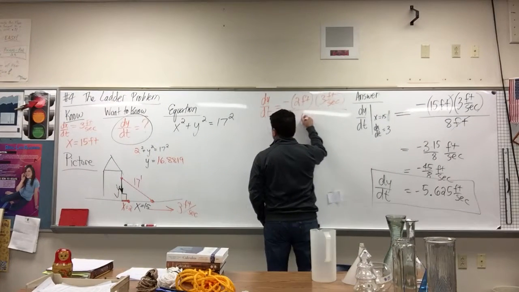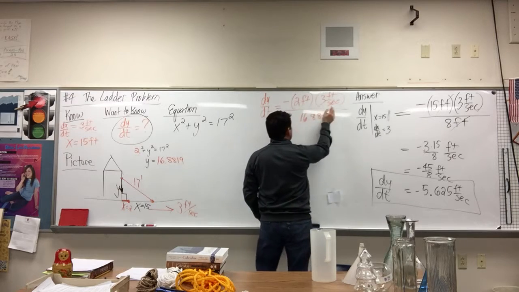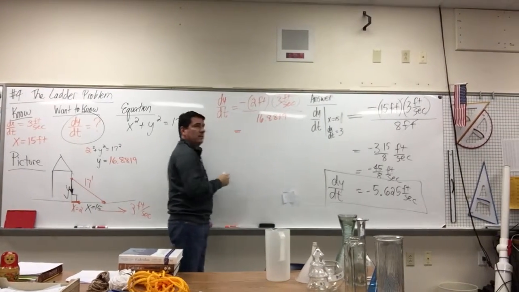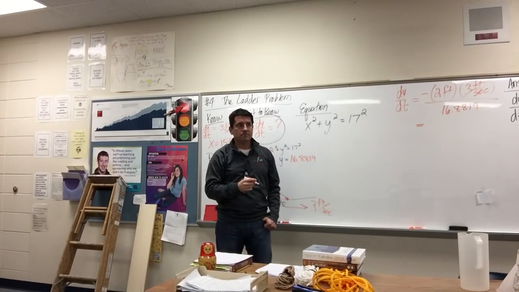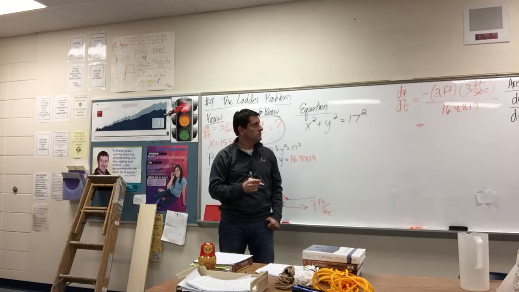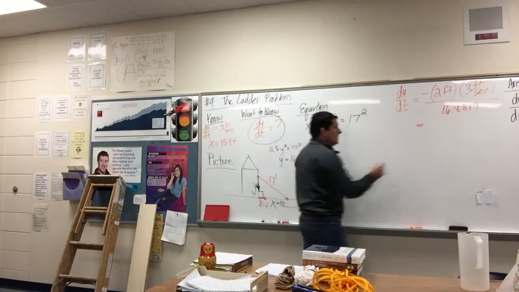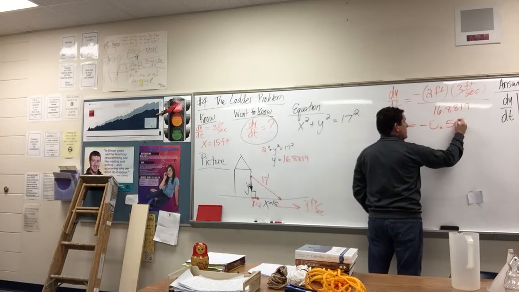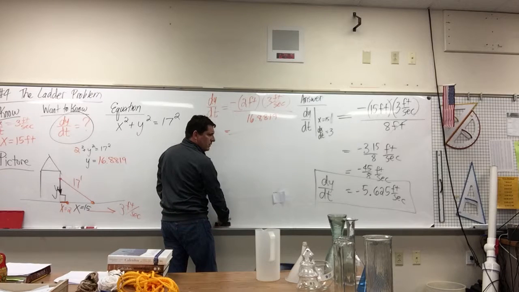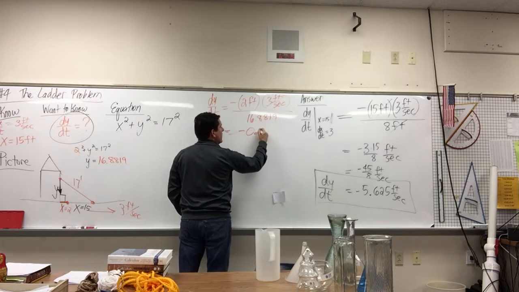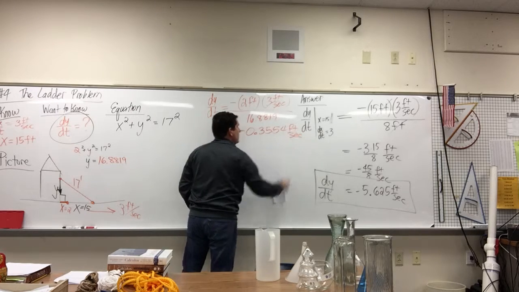So if I put in here 16.8819, do the math, multiply those two, divide it by that, and tell me what you get. Negative 0.554. Okay, and that's feet per second.